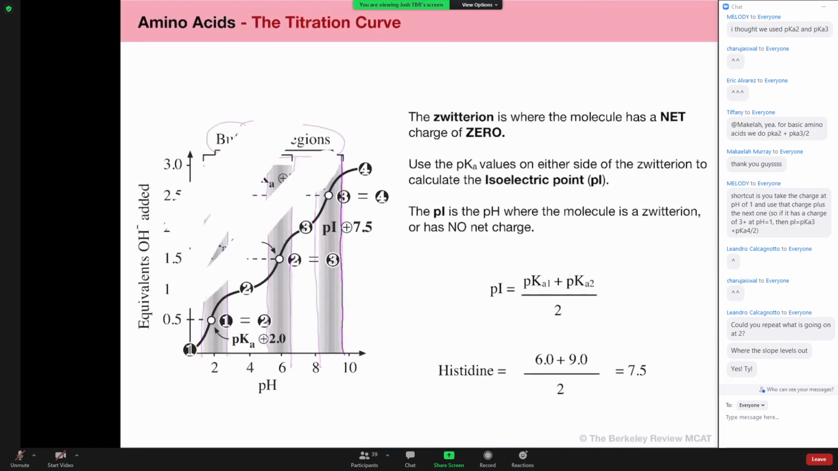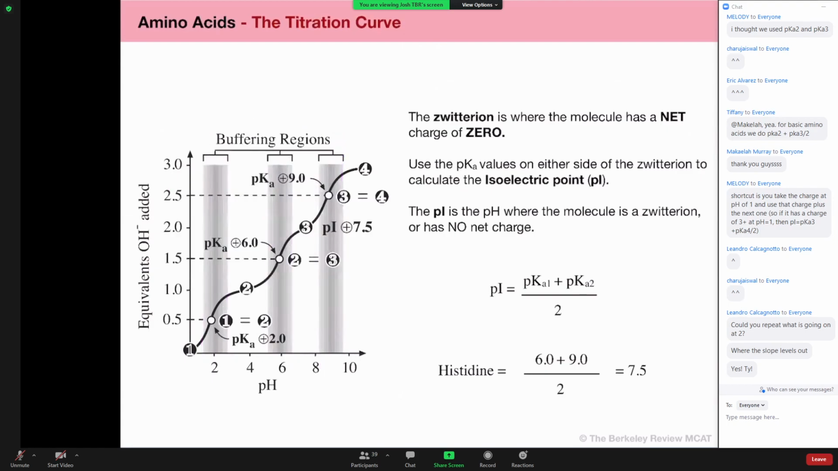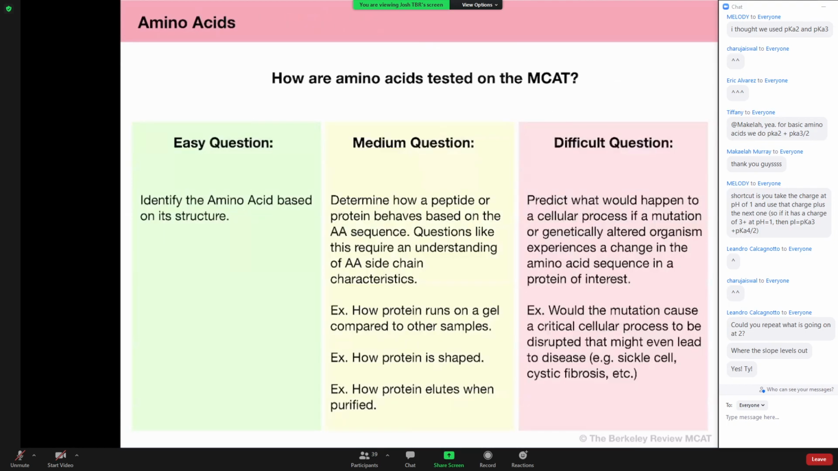Great. Now, moving on, right? Let's talk about the MCAT. How are amino acids tested on the MCAT? Okay, let's go over some easy question types, some medium questions, and some difficult questions, right? The easy questions that are just absolutely free points. If you get these wrong on the MCAT, I will be very upset.